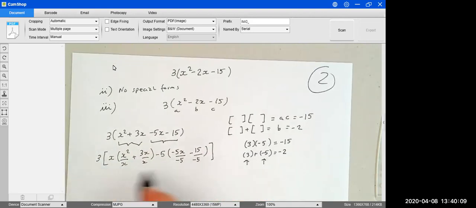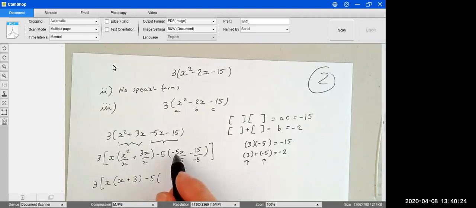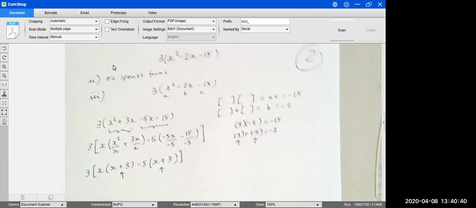So then we will just simplify here the fractions. So you're going to get x squared over x is going to be x. 3x over x is going to be just 3 because you can cancel x with x. Then I have a negative 5 here. Negative 5 and negative 5 cancel, so you end up with x only here. And negative 15 over negative 5 is going to be positive 3 because negative over negative is going to be positive. And then you check that you have your common binomial.